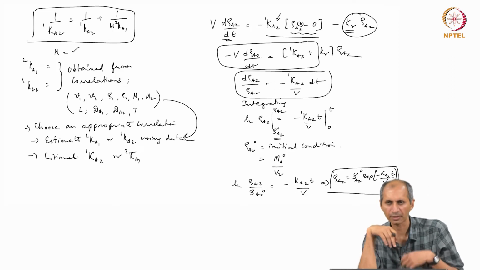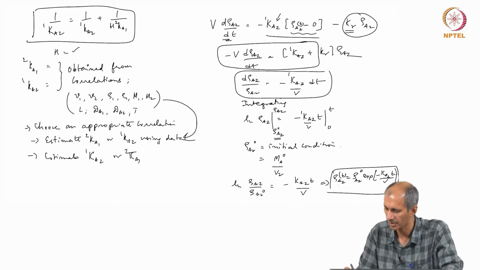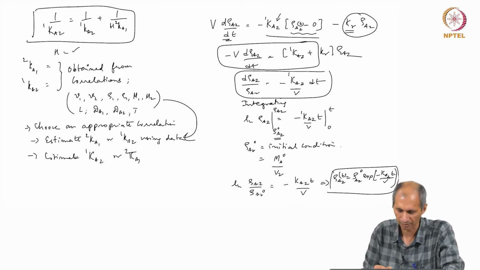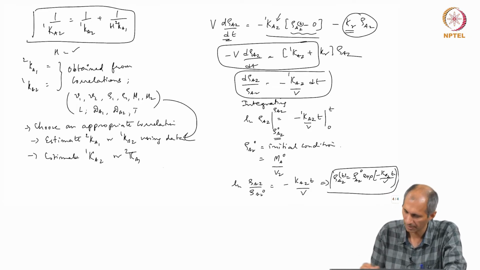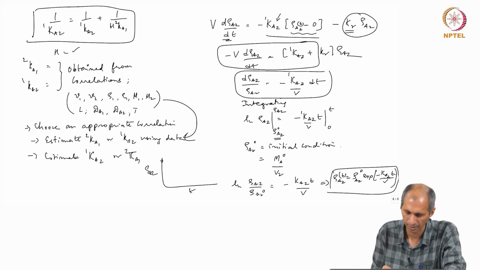Any questions on this? So, you solve this. Based on this equation I can find out rho a2 at any time as a function of time. If I plot this equation I will get something like this, an exponential term. Rho a2 as a function of time will start at rho a2 0 and it will go down.